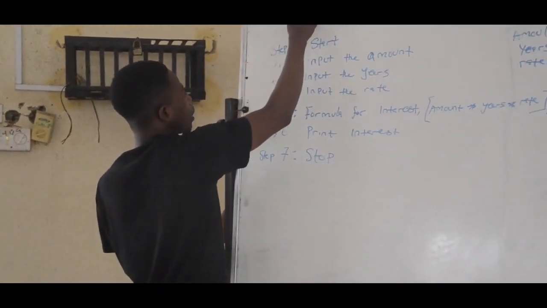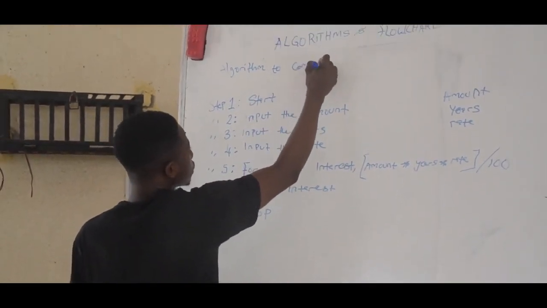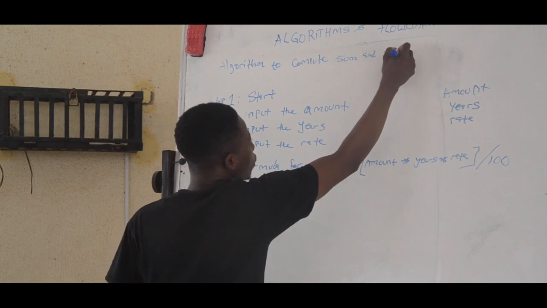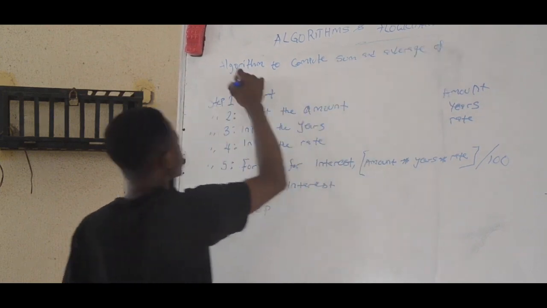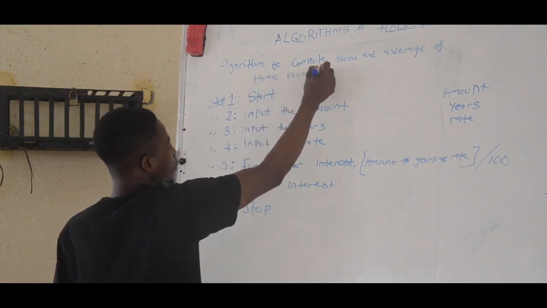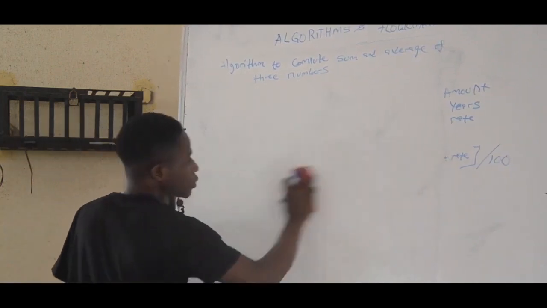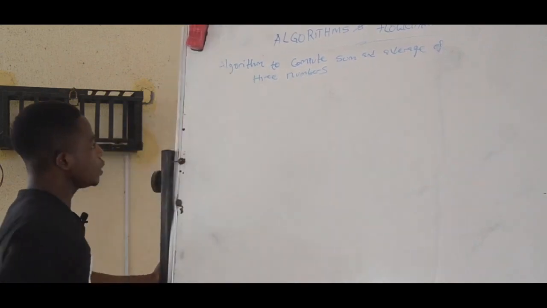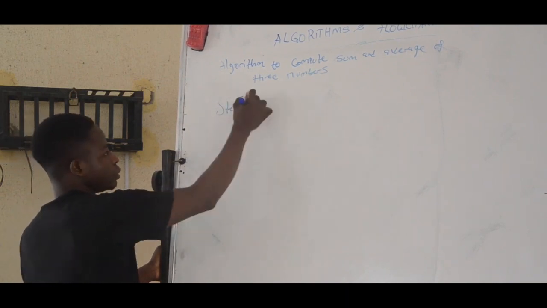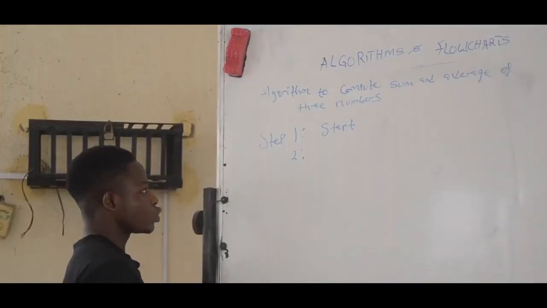We need an algorithm to compute the sum and average of 3 numbers. It can be 4 numbers, can be anything, but here we are using 3 numbers. So now I have to clean this. Yeah, so I'll put it down. So now, in solving this, you know how we start, you know how we run. Step 1, which is always, yeah, you get it right, start. Then your step 2.